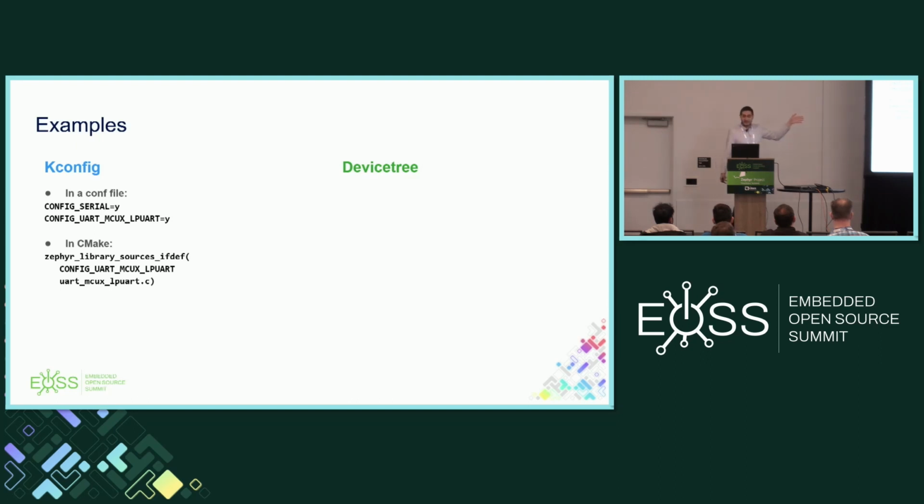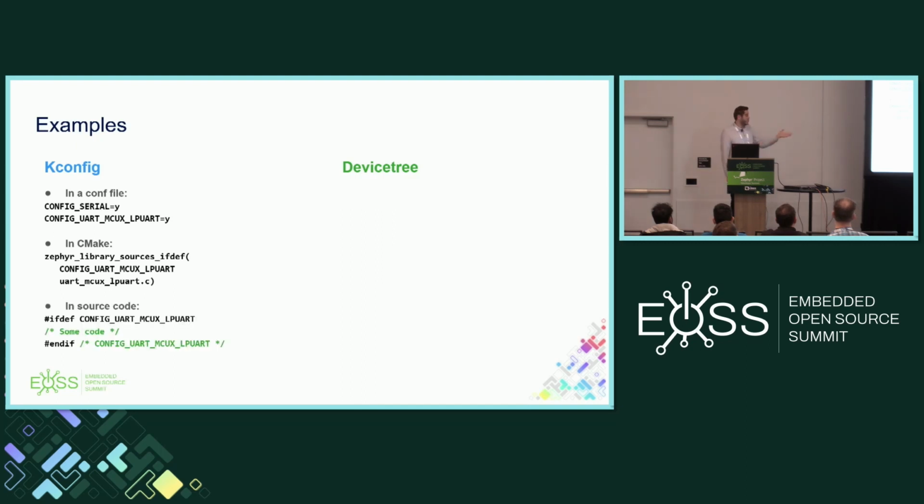So zephyr_library_sources_ifdef, for example. Here, if this option is set, I'm going to compile this C code, uart_mcux_lpuart.c. So this one's going to be compiled only if I enable this option. So this is the conditional compilation in CMake based on config options.